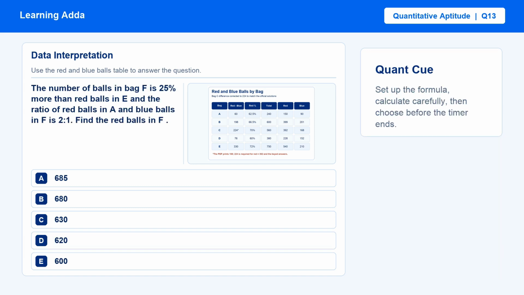Question 13. The number of balls in bag F is 25% more than red balls in E and the ratio of red balls in A and blue balls in F is 2:1. Find the red balls in F. Option A, 685. Option B, 680. Option C, 630. Option D, 620. Option E, 600. The timer starts now.